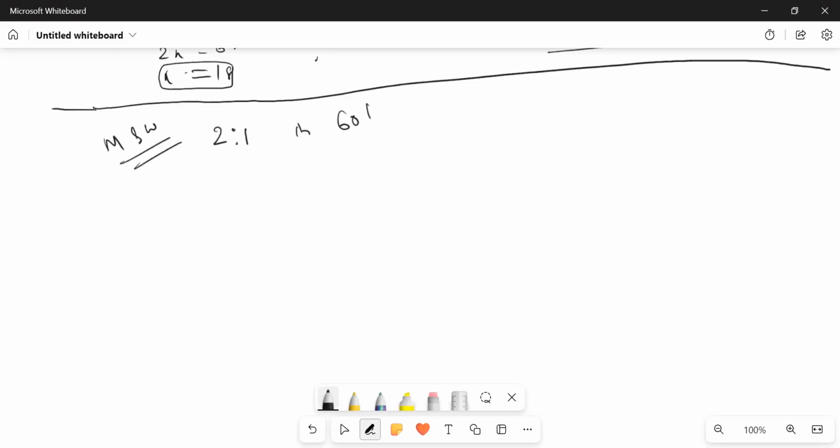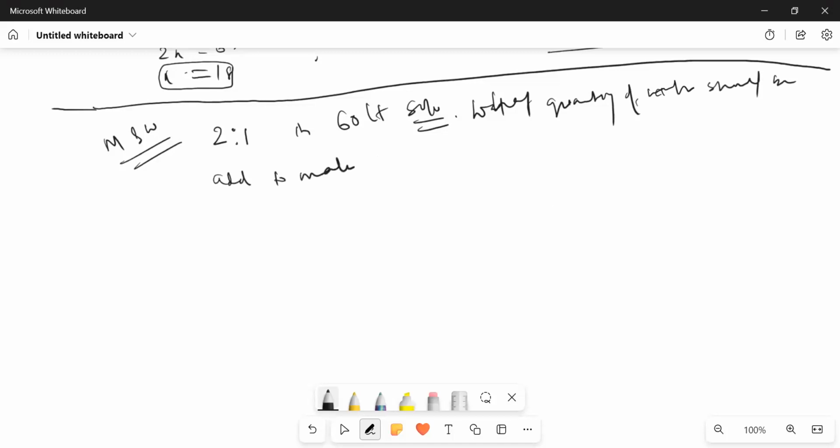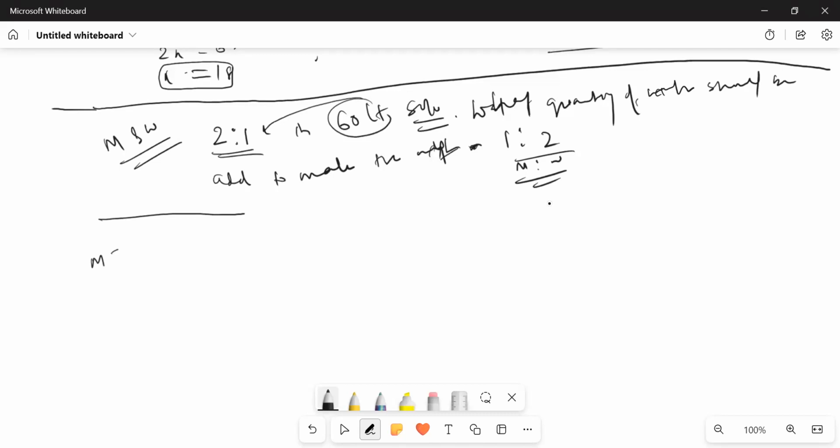In a 60-liter solution, what quantity of water should be added to make the mixture 1:2 milk and water? मिल्क और वाटर का 1:2। ठीक है, तो now again आपको अगर algebraic तरीके से निकालना है तो you will say that I'll divide the 60 liter into this, तो milk हो जाएगा तुम्हारा 40 liter and water would be 20 liter.